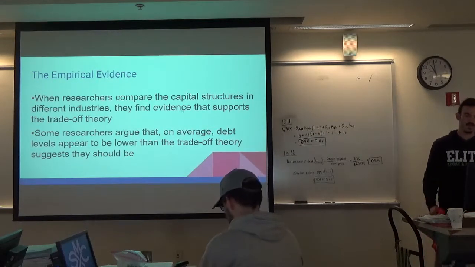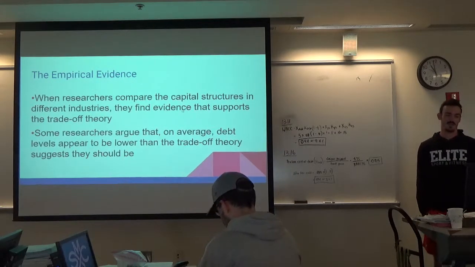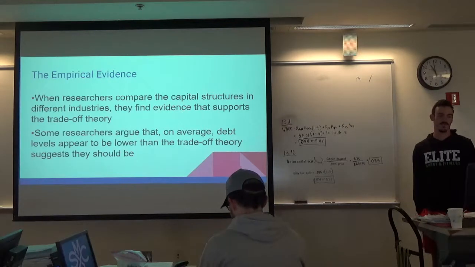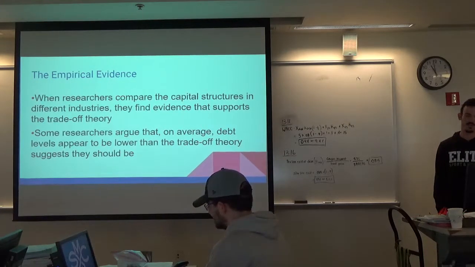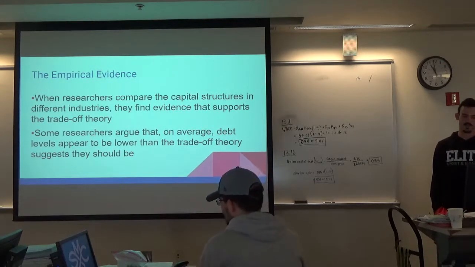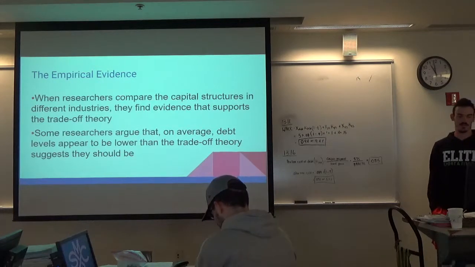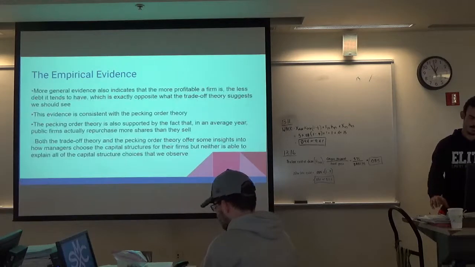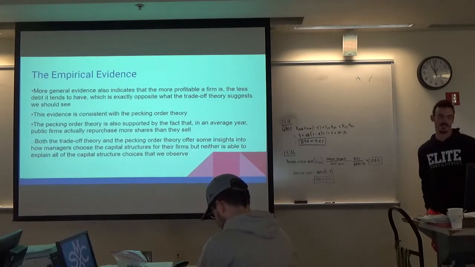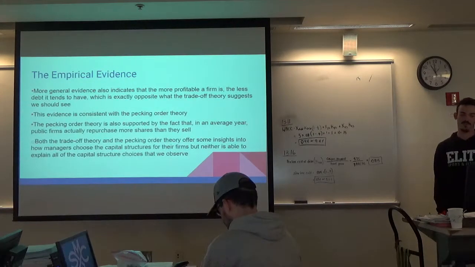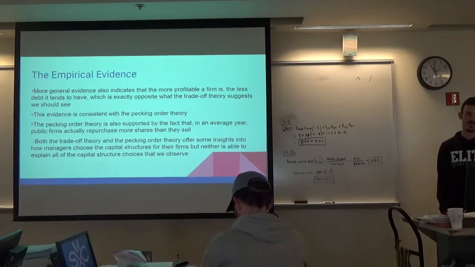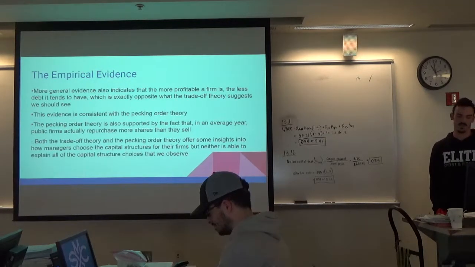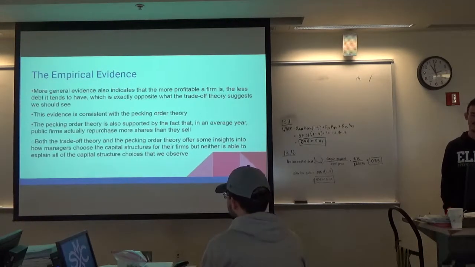Empirical evidence. When researchers compare the capital structures in different industries, they find evidence that supports the trade-off theory. Some researchers argue that, on average, debt levels appear to be lower than the trade-off theory suggests they should be. More general evidence also indicates that the more profitable a firm is, the less debt it tends to have, which is exactly opposite what the trade-off theory suggests we should see. This evidence is consistent with the pecking order theory.